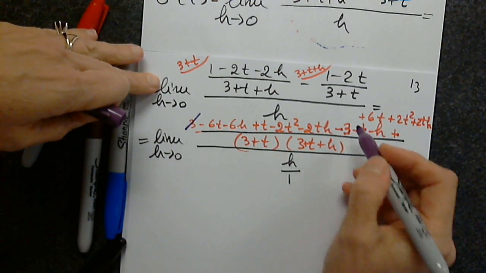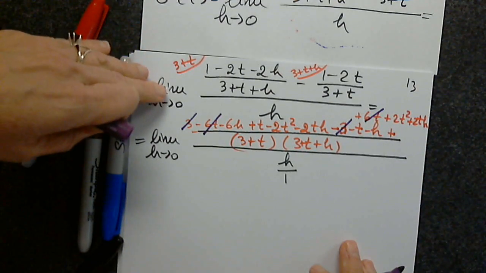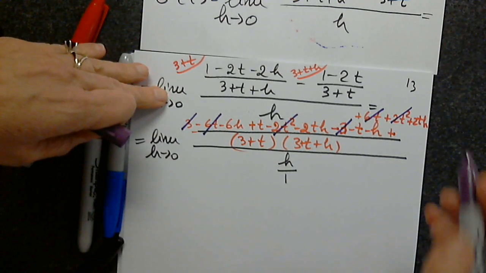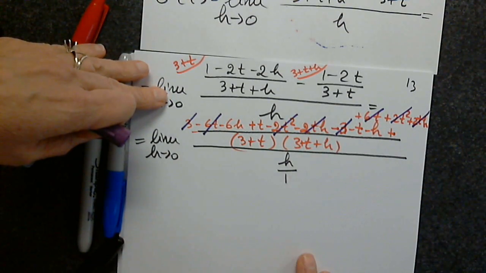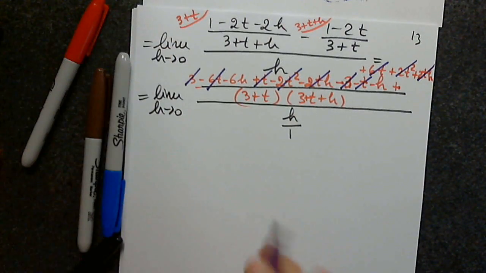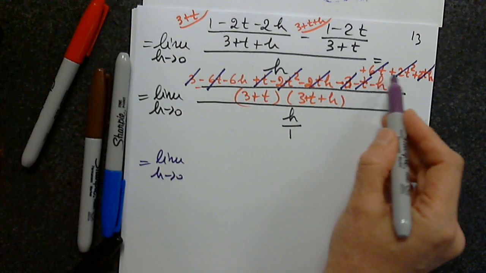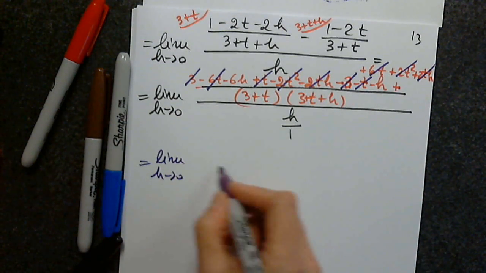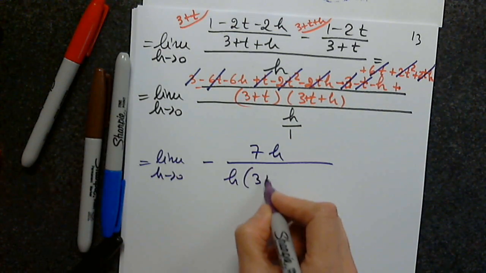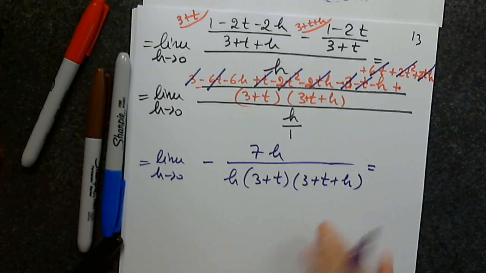So the positive 3 with the negative 3. The negative 6t with the positive 6t. The negative 2t squared with the positive 2t squared. 2th with a negative 2th. The positive t with a negative t. What is left at the top? Negative 7h divided by h. So negative 7h over h, because I flipped it already, 3 plus t, 3 plus t plus h.